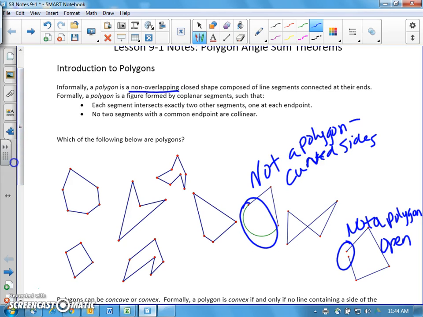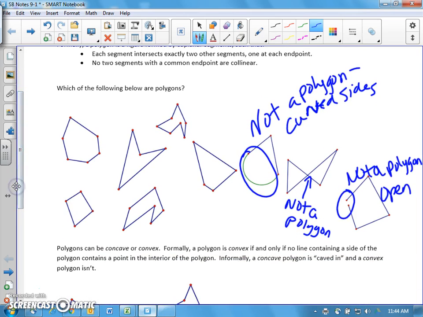they have to be non-overlapping. So if we look at this, the one in between the two that we just looked at right here, because it does overlap, this is not a polygon. You can make the case that it's two smaller polygons, but as one figure, it's not a polygon. All the rest of these shapes do fit our definition of a polygon.